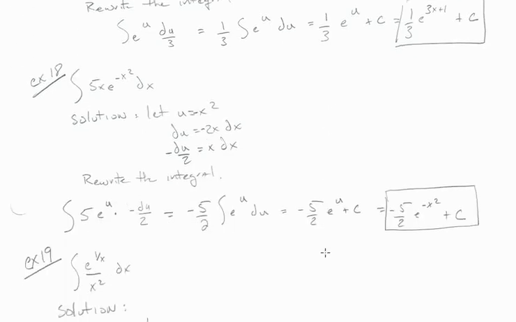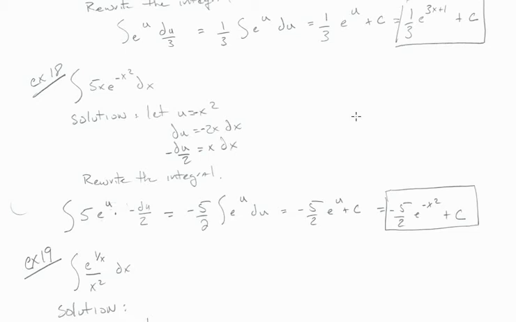Let's move on to example 18. We have the integral of 5x e to the negative x squared dx. So always choose u to be the exponent when you're doing an exponential here. So u is going to be negative x squared, so du is negative 2x dx. And then we have to replace x dx. We can't replace that 5, it's fine, it's going to sit there. But we can replace the x dx with negative du over 2.